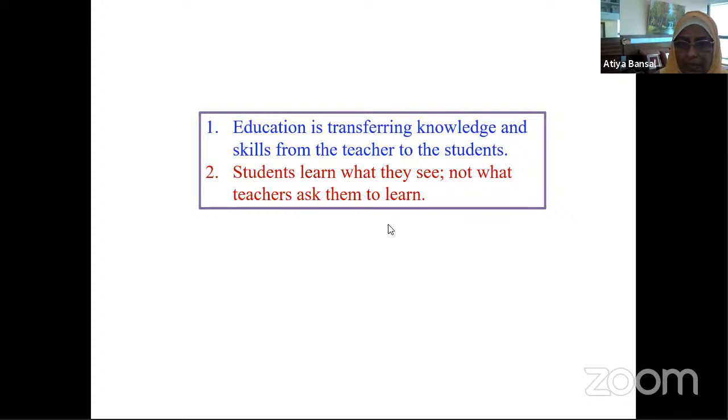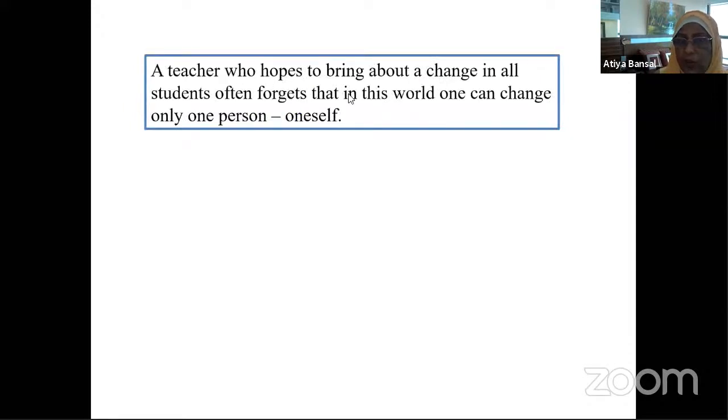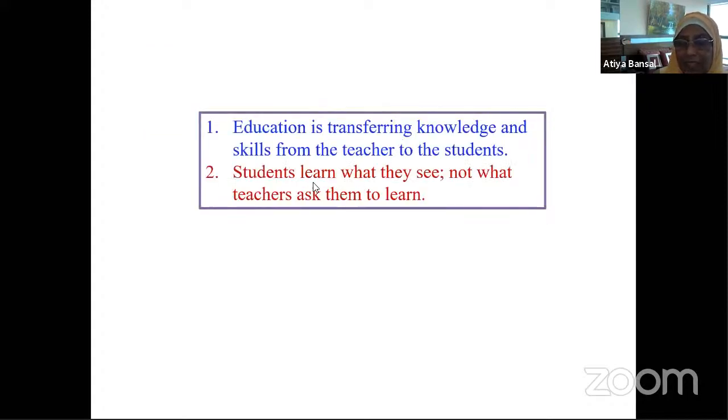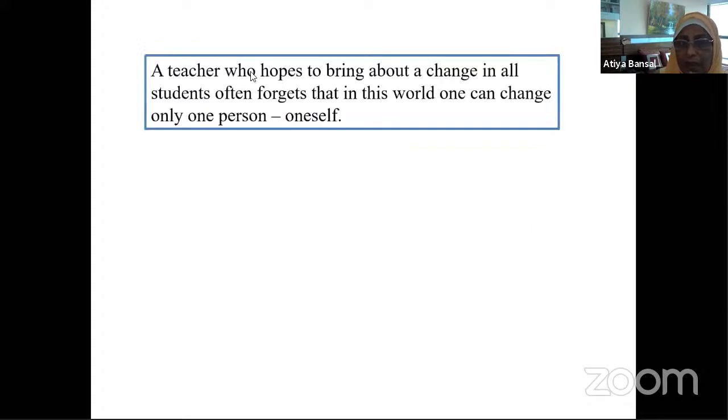Based on this, a teacher who hopes to bring about a change in all students often forgets that in this world, one can change only one person, and that is oneself. Because the students learn what they see, and we are trying to transfer knowledge and skills from teacher to students. That means the teacher can only change herself or himself.